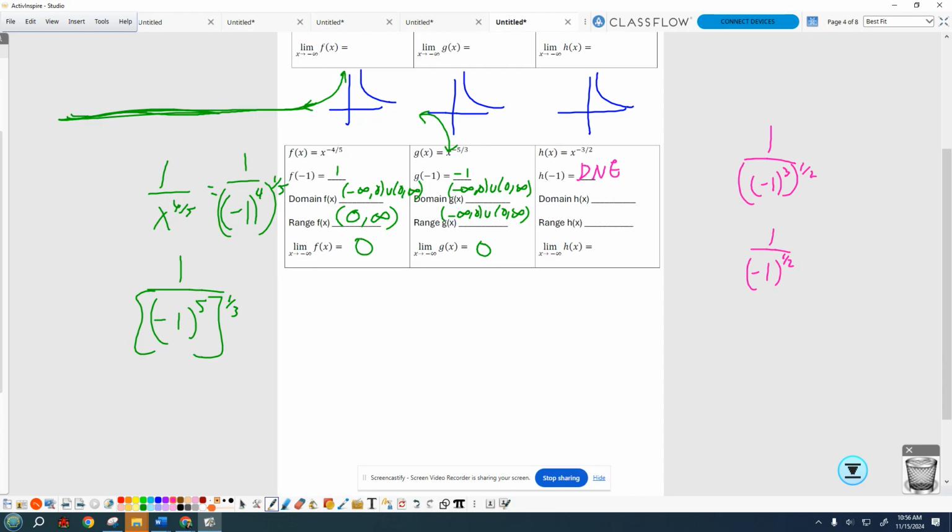0 to infinity. Square bracket or round? Round, because it doesn't hit the 0. Kira, what's the range? 0 to infinity. Not a trick question, what's the left end behavior? Does not exist. Okay.